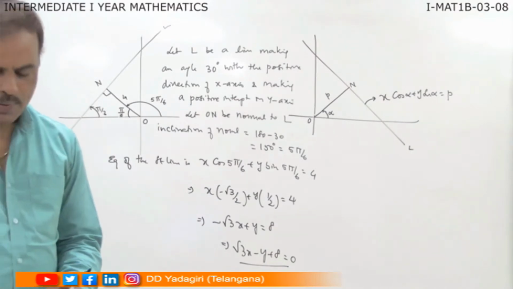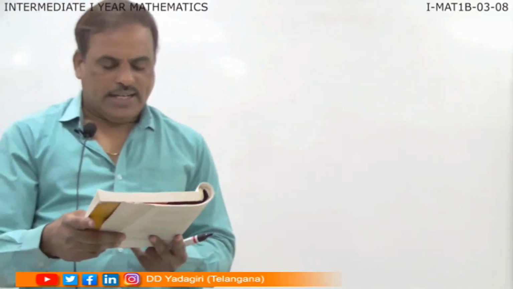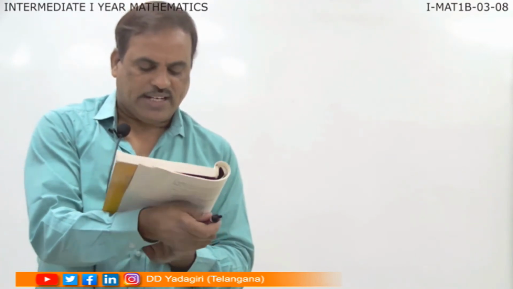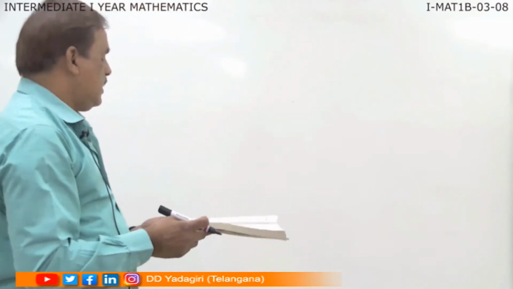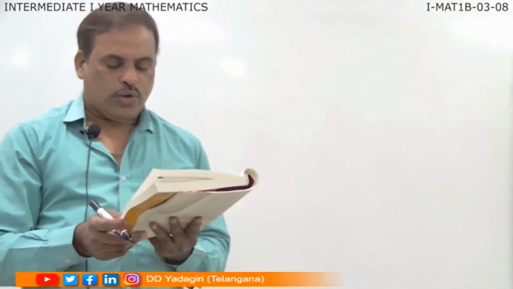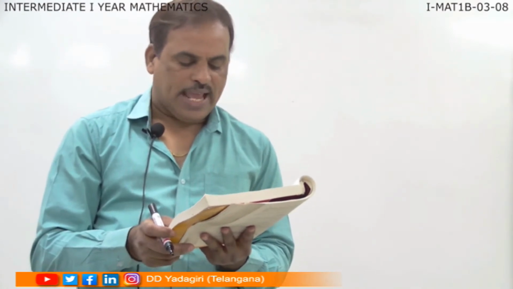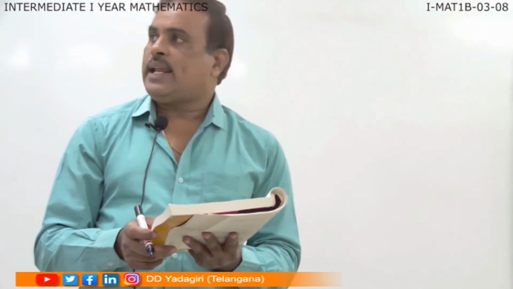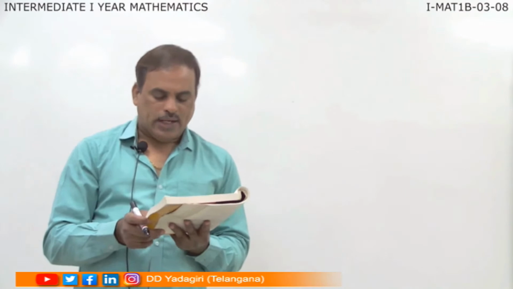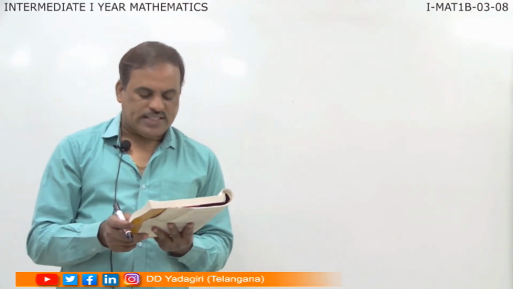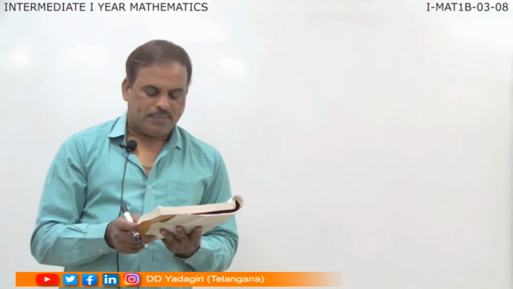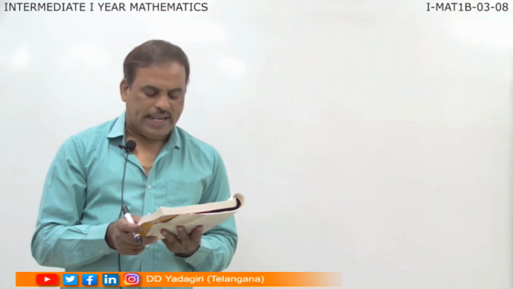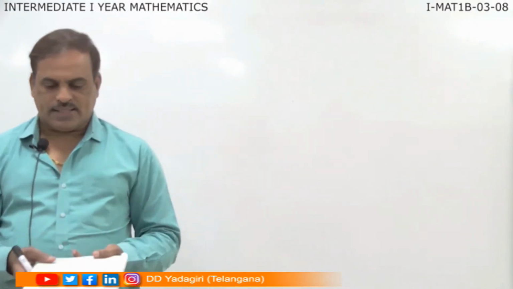Let's now take problem number 4. A straight line L is drawn through the point A(2, 1) such that its point of intersection with the straight line x plus y is equal to 9 is at a distance of 3 root 2 units from A. Find the angle which the line L makes with the positive direction of x-axis. I repeat once again: find the angle which the line L makes with the positive direction of x-axis.